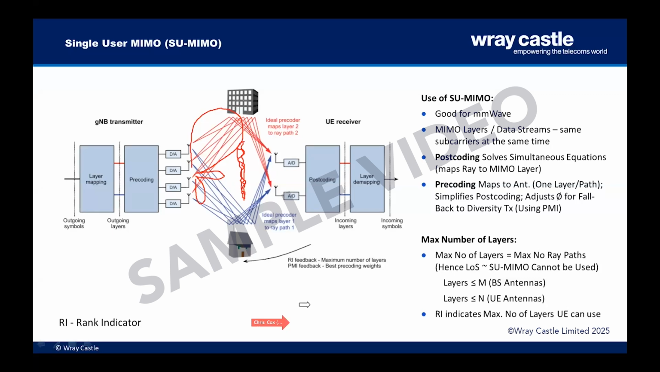I have depicted this, by the way, as one layer per ray path. If we have multiple polarizations, then we may be able to get two layers per ray path by using those two different polarizations. So the data rates can be twice as high as depicted. So that's single user MIMO still used within 5G.